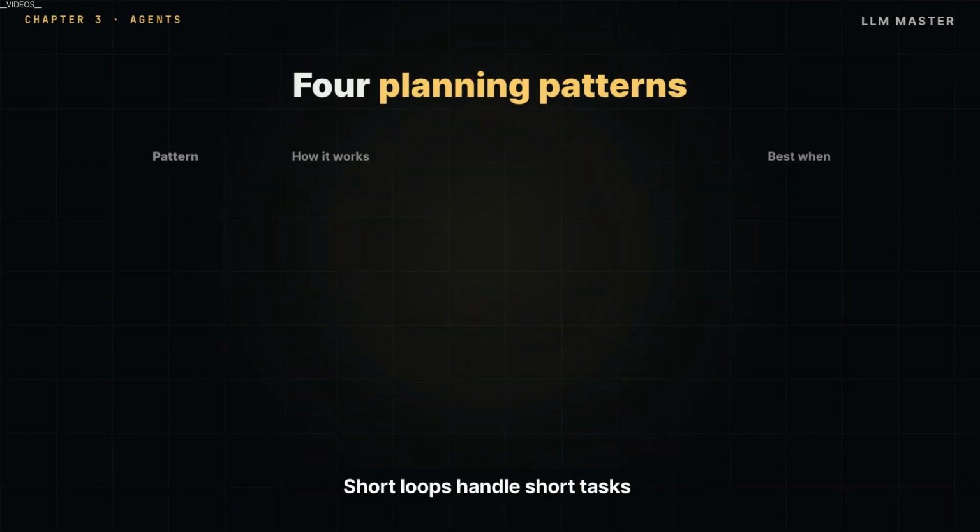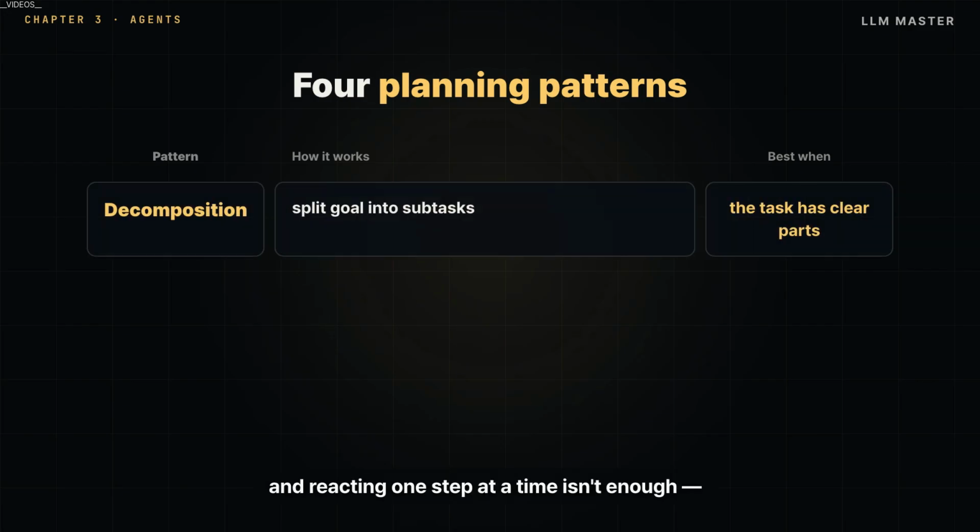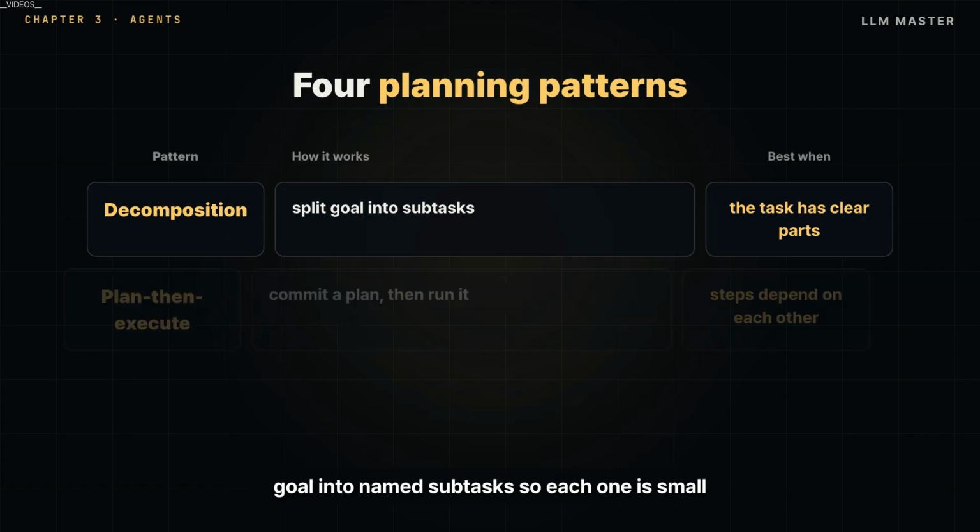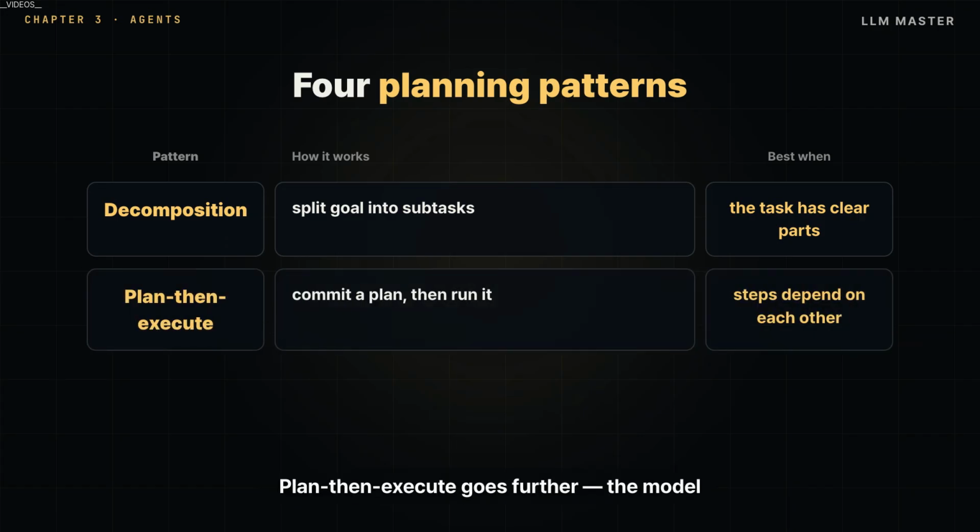Short loops handle short tasks, but ask an agent to migrate a service or research a question with 10 moving parts, and reacting one step at a time isn't enough. It loses the thread. Planning is how agents hold a long horizon. The simplest form is decomposition. Break the goal into named subtasks, so each one is small enough to nail. Plan, then execute, goes further. The model writes the entire plan up front, then carries it out, which shines when steps depend on each other, and you don't want it improvising the order.